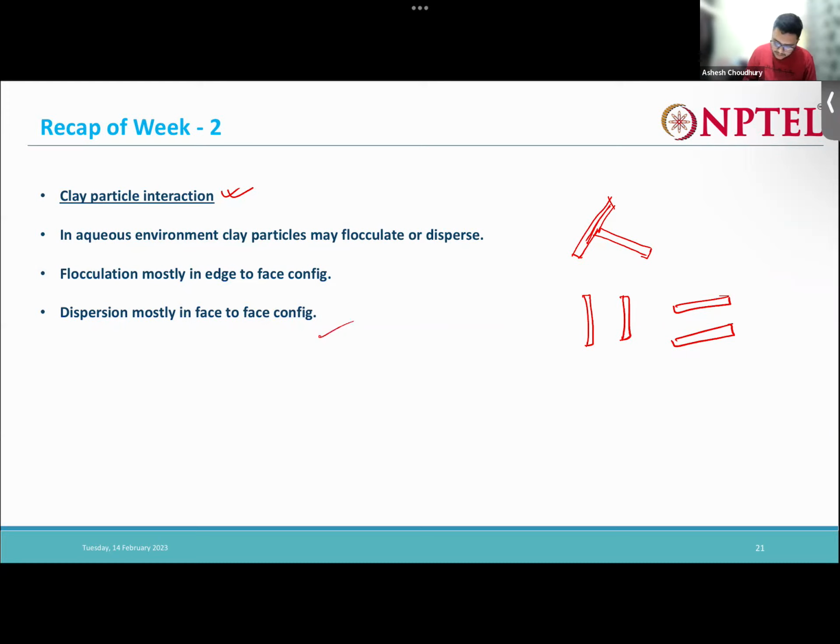So this was all about clay particles, how the clays are formed, the clay mineralogy, and the clay particle interaction. Okay, I hope this is clear.